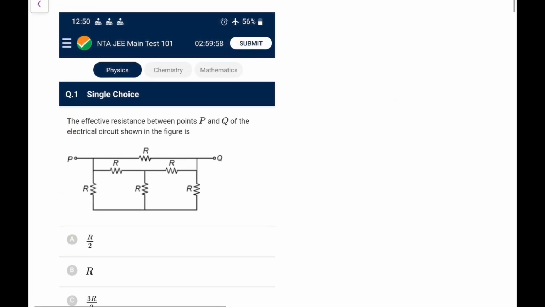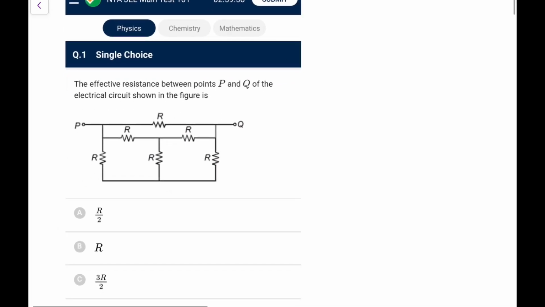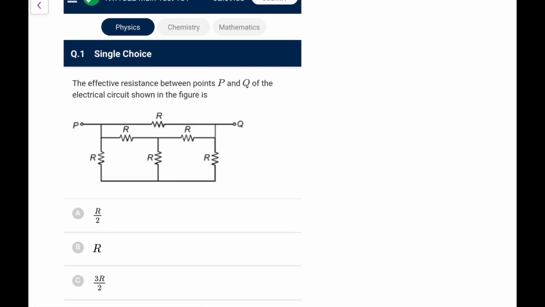Now look at the paper. So let's begin. See the first question. The effective resistance between points P and Q is. So let me see that, let's say this is also P, this is also Q, and let's say this point is M, and let's say this point is N. So first redraw it. I can see it's a balanced Wheatstone bridge, but you might not see, so just redraw it. P, Q, M and N.